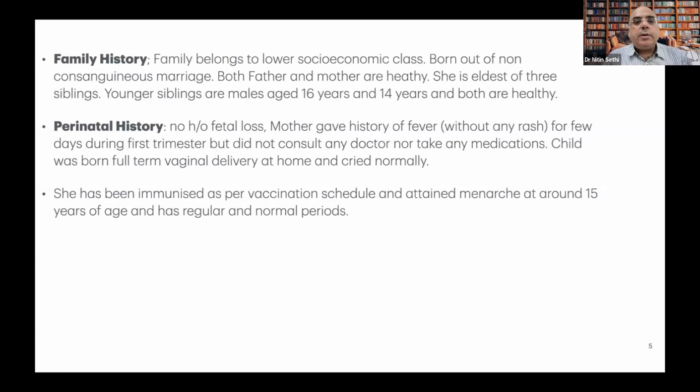Perinatal history: there is no history of fetal loss in the mother. The mother gave a history of fever without any rash for a few days during the first trimester, but did not consult any doctor nor take any medications, and the fever subsided on its own. She was born full-term by vaginal delivery at home and cried normally. She has been immunized as per the vaccination schedule and attained menarche at 15 years of age and has regular and normal periods.